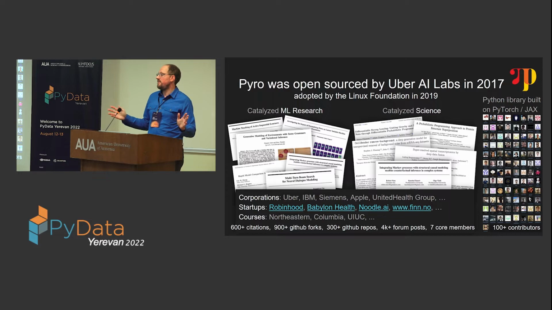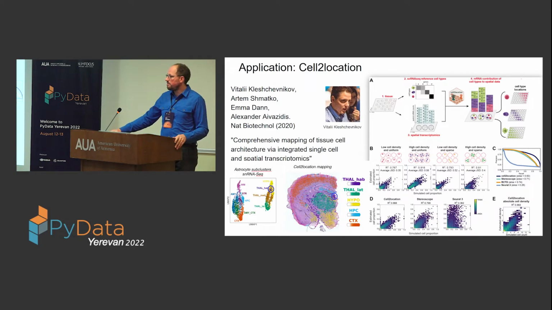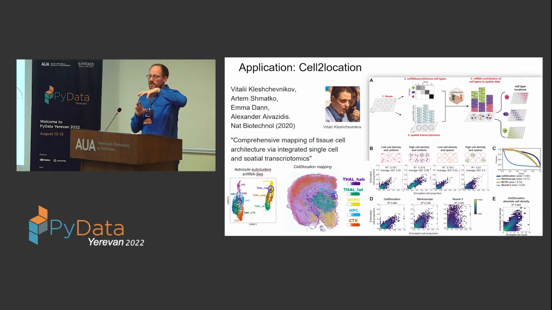It's a super exciting field, and all of the applications I'm going to tell you about are in genetics and biology. So this is some research. This is not my research at all. This is research by Vitaly Kleshchevnikov and some other people who were using Pyro on single-cell RNA sequencing analysis. So this is a transcriptomics project where they're trying to infer where cells are located in tissue, and they're doing this by individually sequencing every cell.